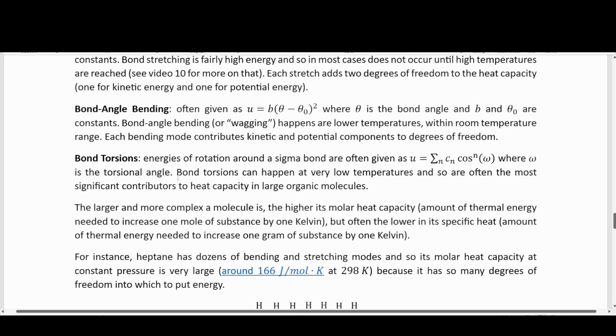Then bond torsions are energies of rotation around a sigma bond and are often given by this right here. This is a cosine function, where omega is the torsional angle. Bond torsions can happen at very low temperatures, and so are often the most significant contributors to heat capacity in large organic molecules. The larger and more complex a molecule is, the higher its molar heat capacity, or the amount of thermal energy needed to increase 1 mole of substance by 1 Kelvin, but often the lower its specific heat, which is the amount of thermal energy needed to increase 1 gram of substance by 1 Kelvin.